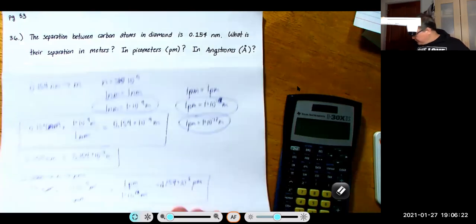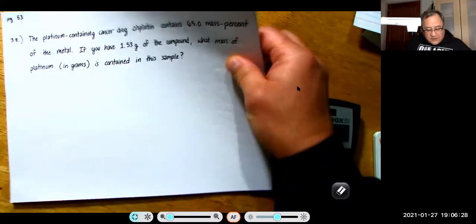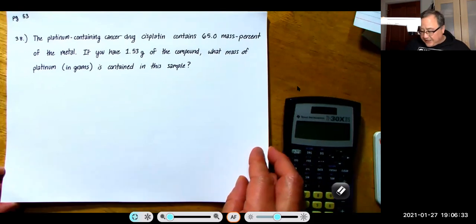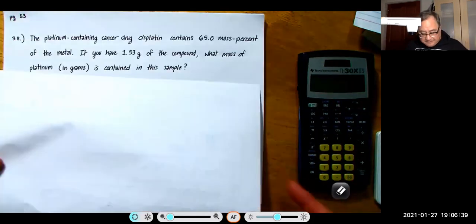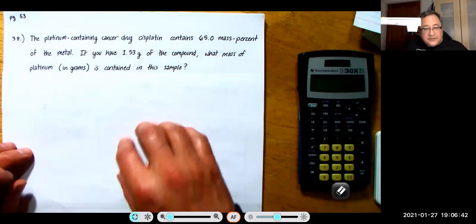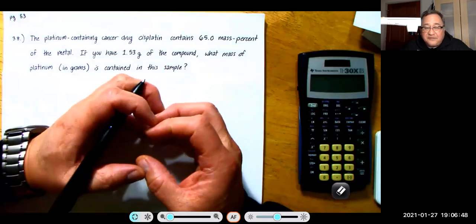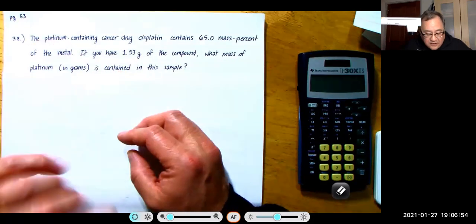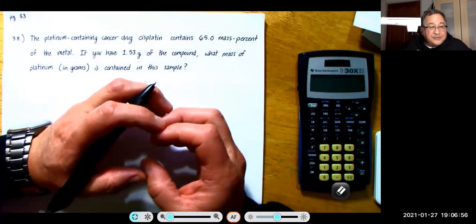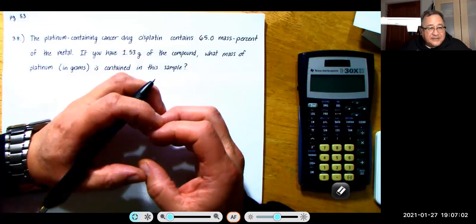Okay, so the last problem I want to do tonight is this one. The reason I want to do this one is because they teach you a certain thing in math that is a trick and not a very good way of doing it. So everyone see this platinum containing drug called cisplatin has 65% mass percent of the metal. Platinum is the metal. The other elements in the drug are not metals. If you have 1.3 grams of the compound, what mass of platinum is contained in the sample?